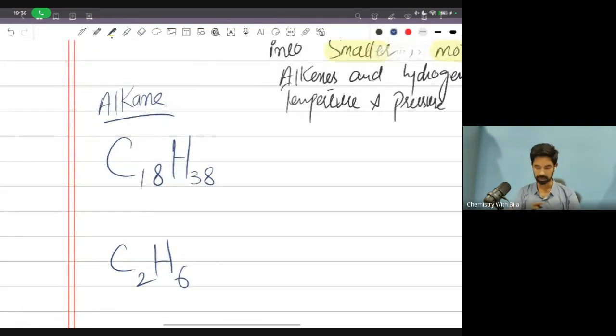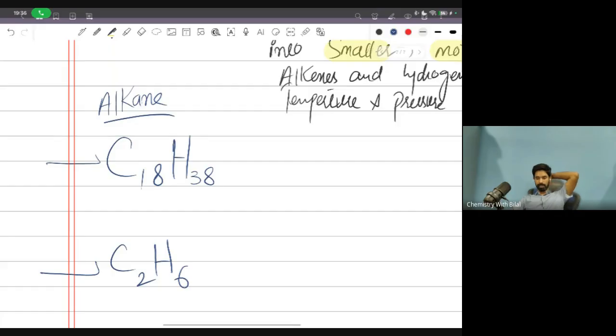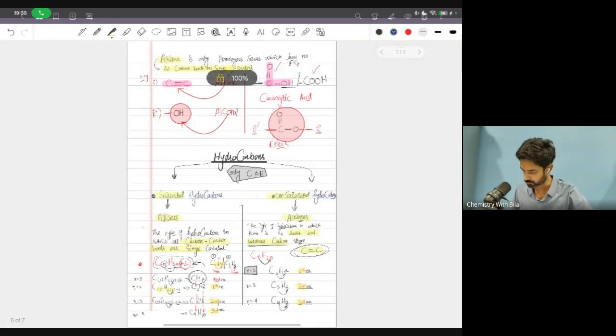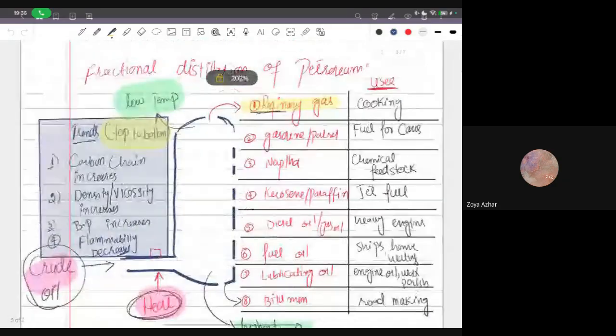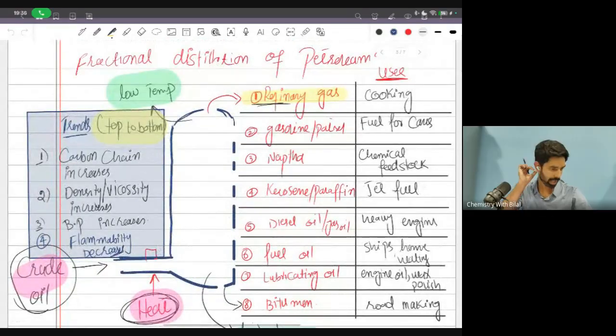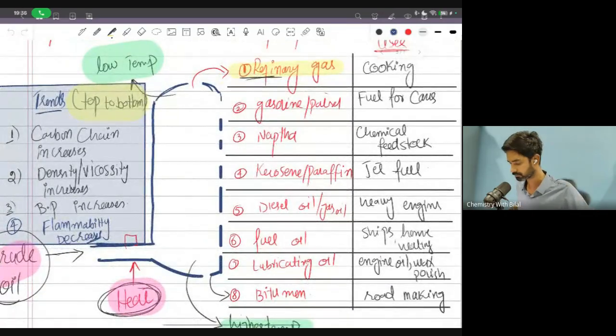The real question is, which one is more flammable, C18 or C2? Which one is more flammable? C18. Why, Zoya? Excellent. Zoya said C18 is more flammable because it has more carbons. Yes. No, because it has more hydrogen and hydrogen is flammable. Excellent. Now let's look at this refinery to understand which one is more flammable. Let's go back to the first lesson of organic to see.